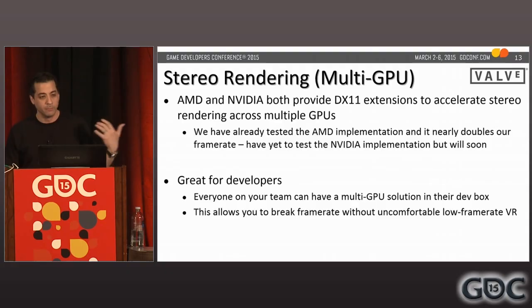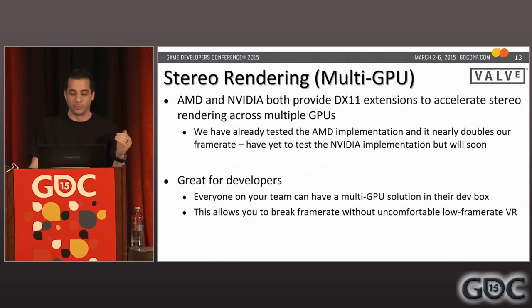That's single GPU. Multi-GPU, on the other hand, is super important, right? AMD and NVIDIA both have different extensions they're working on, and they're both super interesting in different ways. But we've implemented AMD so far, and it practically doubled our frame rate. We've not used NVIDIA's yet, purely because of time. I got their extension a couple weeks ago. I haven't had time to use it yet, but I assume it's going to do great things as well.